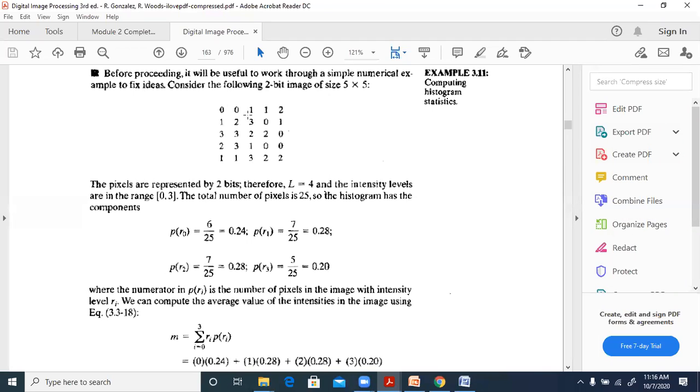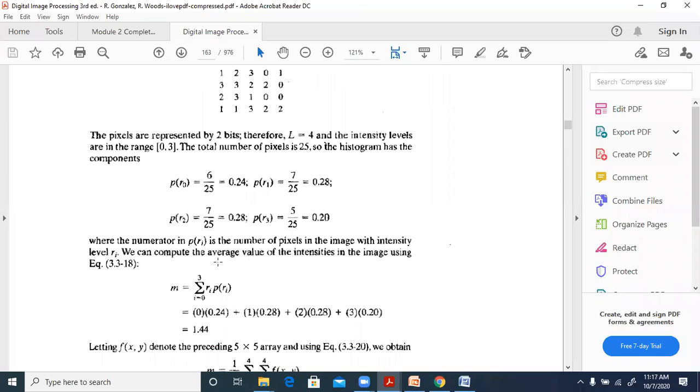Then 2. 2 is 1, 2, 3, 4, 5, 6, 7. 7 twos are there out of 25 pixels. So therefore, it will be 7 by 25. That will be 0.28. Then the number of threes, if you see 1, 2, 3, 4, 5, 5 of them are there. Therefore, PR3 will be 5 by 25 equal to 0.20.